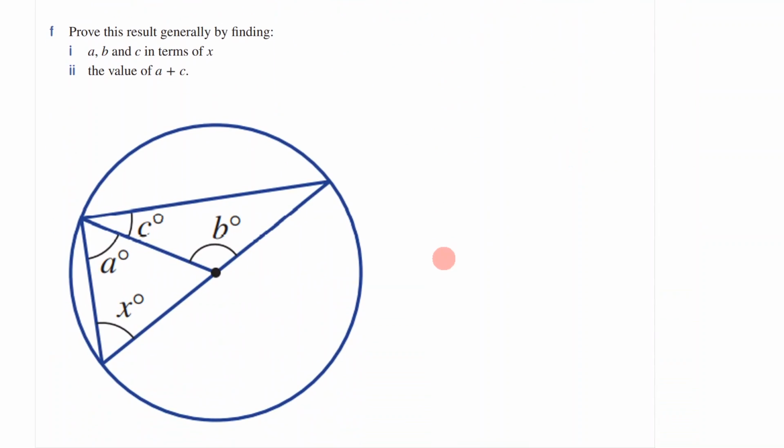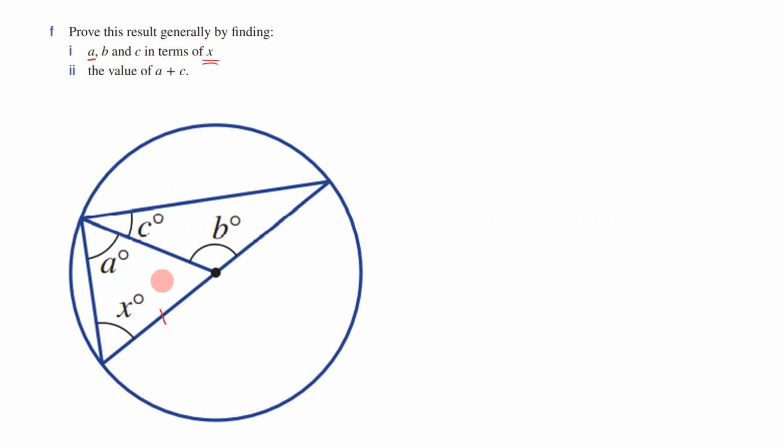All right, next one. Prove this result generally by finding A, B, C in terms of X. Okay, this is where people might have trouble because it becomes a little bit more abstract here. So we need everything in terms of X. What does that mean? It means we don't want to say A, we want to say what A is equal to in terms of X.